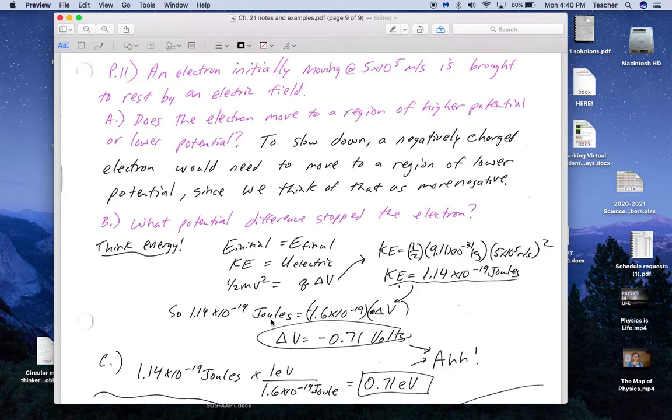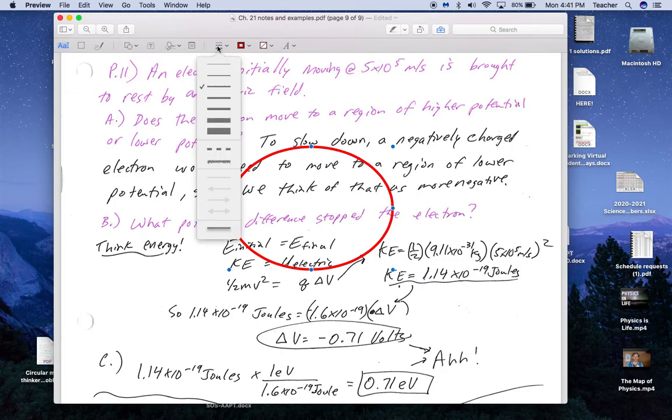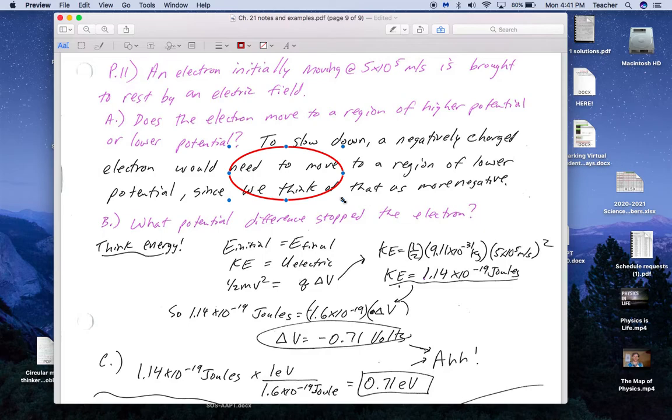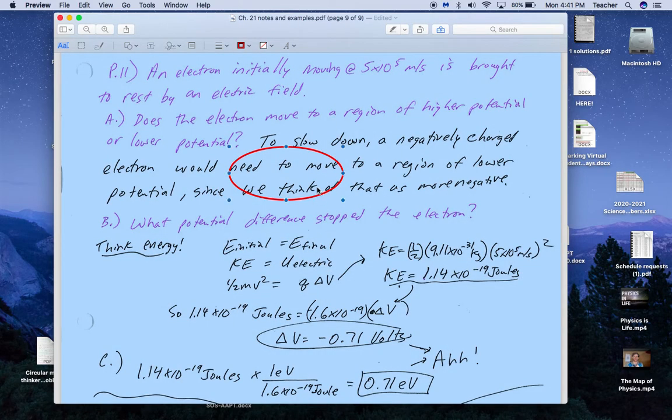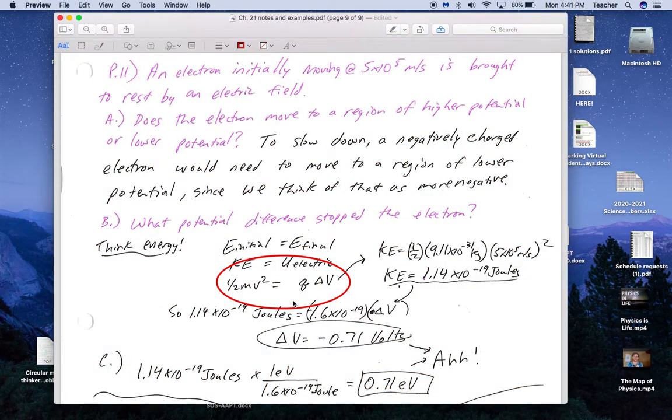Again, this is the major formula right here we want to focus on. This one right there. Well, you know the kinetic energy, and that's how you find the electric energy. So this comes out to be negative 0.71 volts.